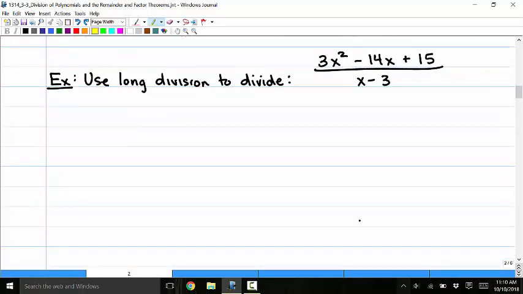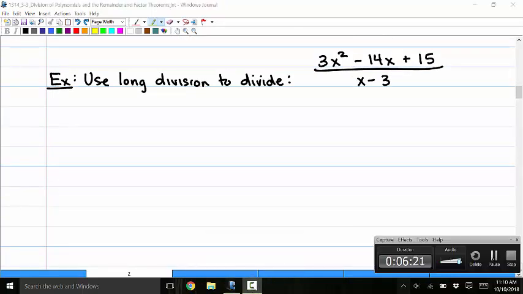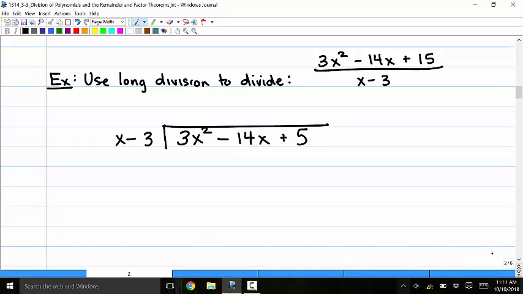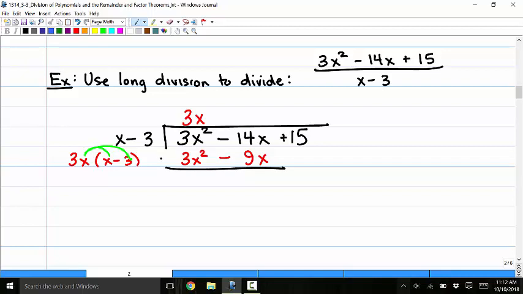Okay, I want you to go do another long division problem. Okay, here we go. 3x squared minus 14x plus 5 divided by x minus 3. First step, 3x squared divided by x is, oh, plus 15, thank you. That would have been bad. Okay, 3x squared divided by x is 3x. Take 3x times x minus 3. When you distribute, you get 3x squared minus 9x. Now subtract. So that becomes a minus, that becomes a plus. These are gone. Negative 14x plus 9x is negative 5x plus 15.